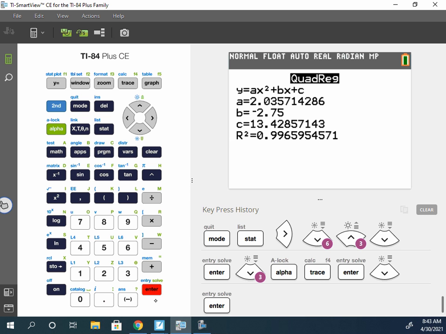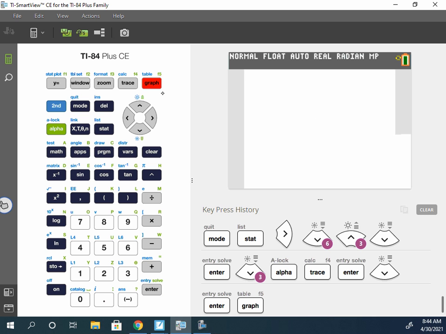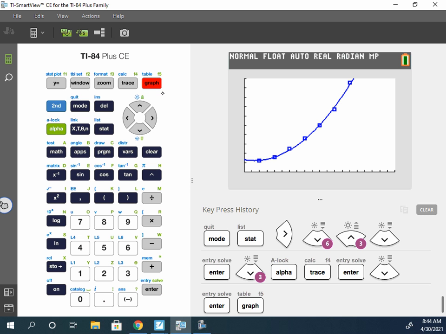That means the distance from the line is huge. We don't want that because it's calculating the distance above and below the line. So the closer to 1 this is, the better off we are. The farther away from 1 it is, the worse off the data is. So I'm going to hit graph because I do already have this set up. You don't have to hit graph. So we have this here.